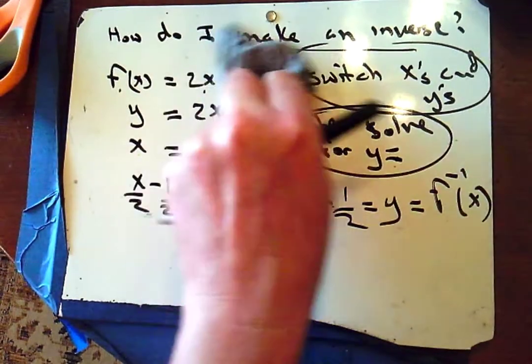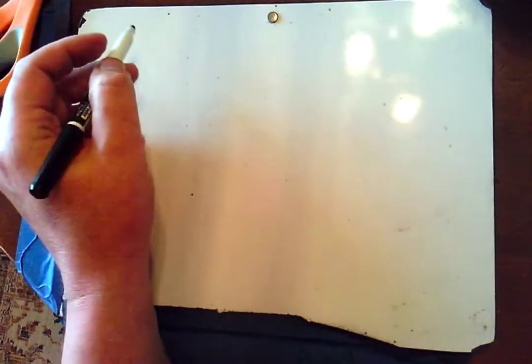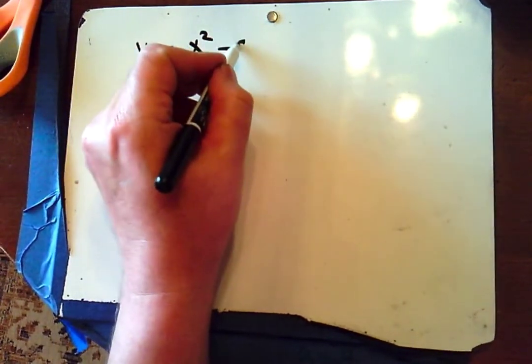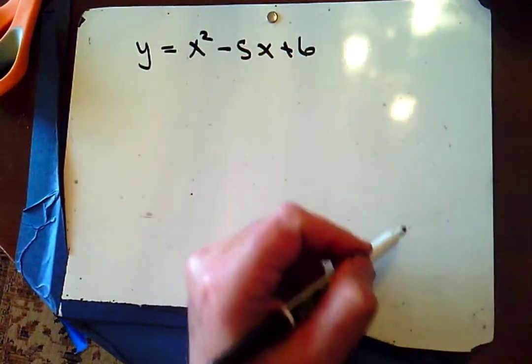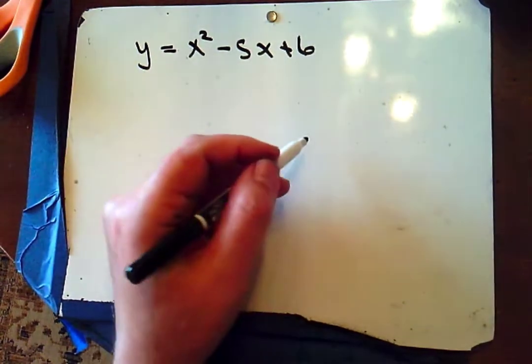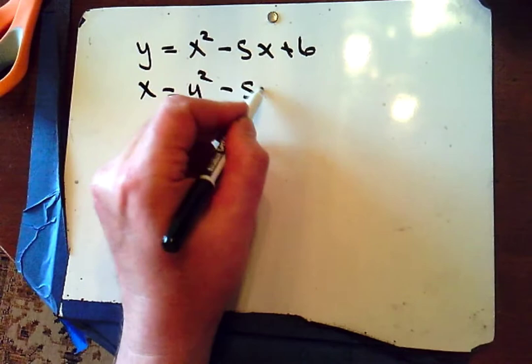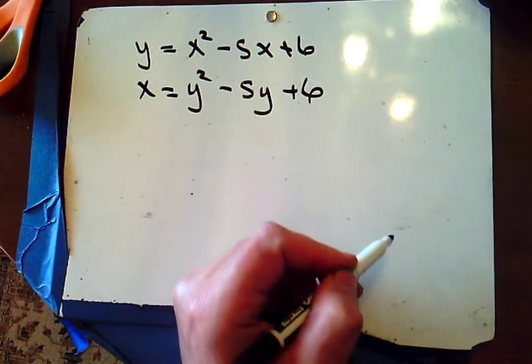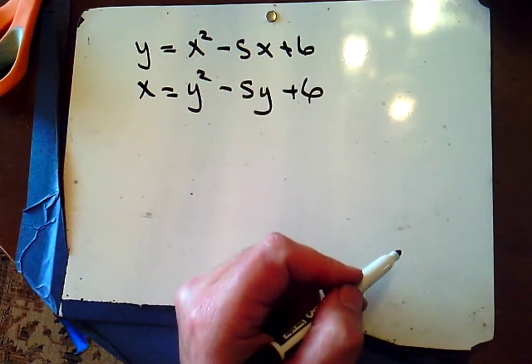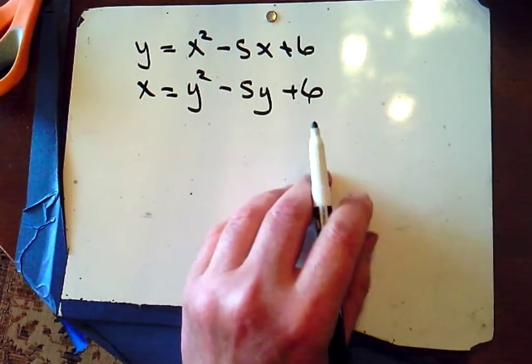So what about this? y equals x squared minus 5x plus 6. Well, my problem with this is I can switch the x's and y's, but how do I solve for y?